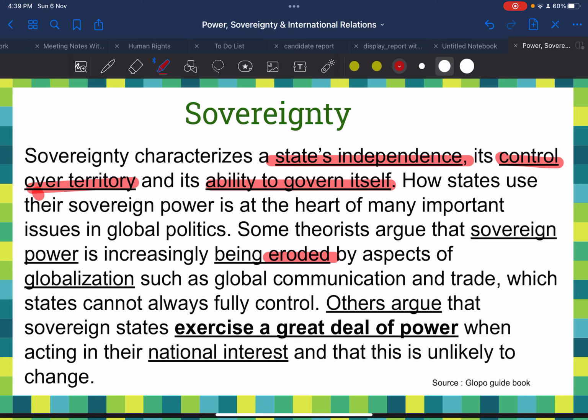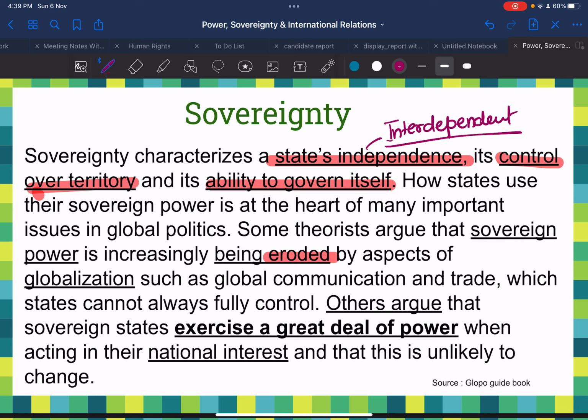Can you guess which school of thought it is? Liberalist, right? Liberalist is the one which believes in globalization, in communication and trade, and which says that countries need to be interdependent, right? Whereas realists say that they do not require to be interdependent, but they require to be independent.